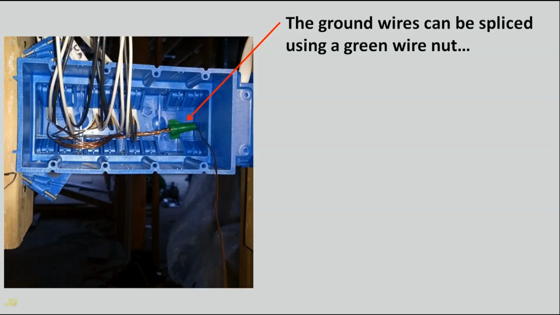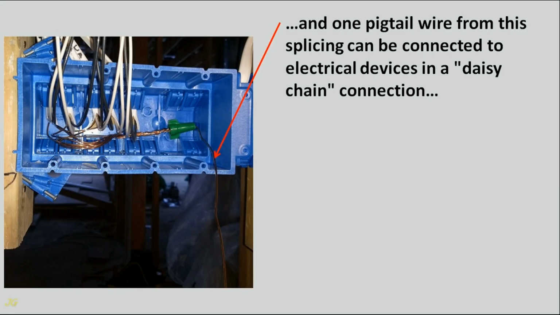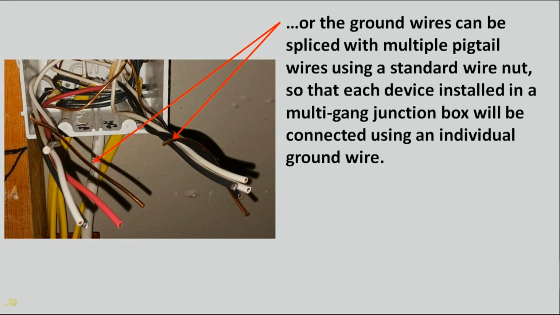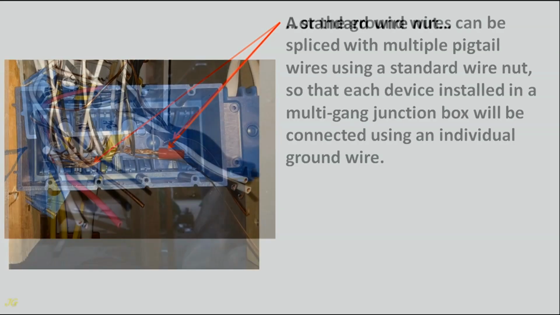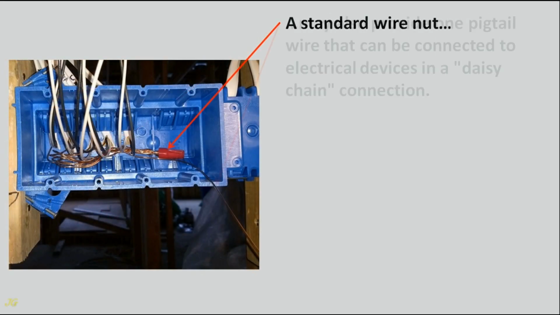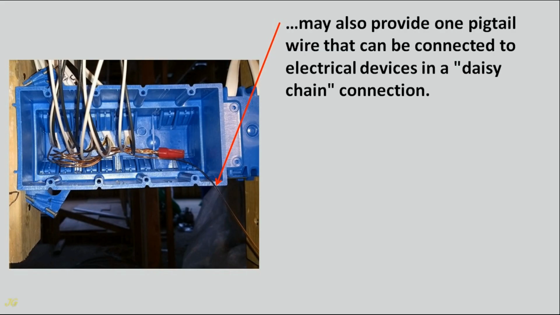The ground wires can be spliced using a green wire nut, and one pigtail wire from this splicing can be connected to electrical devices in a daisy chain connection. Or the ground wires can be spliced with multiple pigtail wires using a standard wire nut, so that each device installed in a multi-gang junction box will be connected using an individual ground wire. A standard wire nut may also provide one pigtail wire that can be connected to electrical devices in a daisy chain connection.